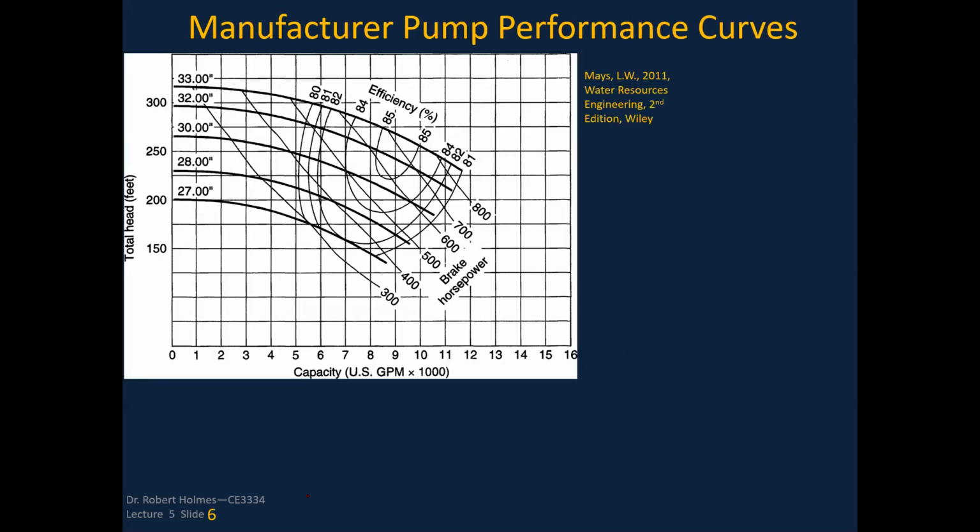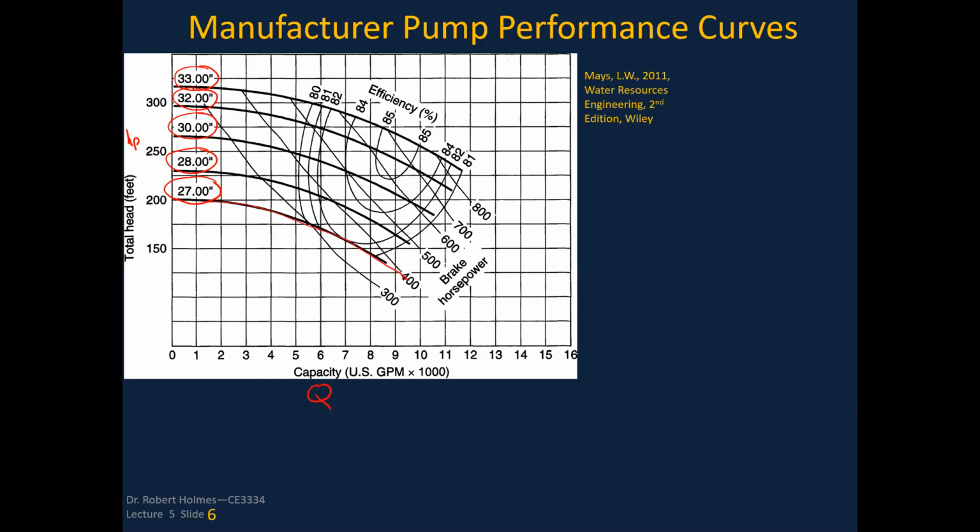This is an example of a pump manufacturer's curve. You've got capacity flow here on the X. You've got the head here on the Y-axis, and you notice here that you've got these various dimensions. These are the diameter of the pump. You can notice 27-inch pump diameter. That's a pretty big pump, and you can see here that each pump diameter has its own curve.